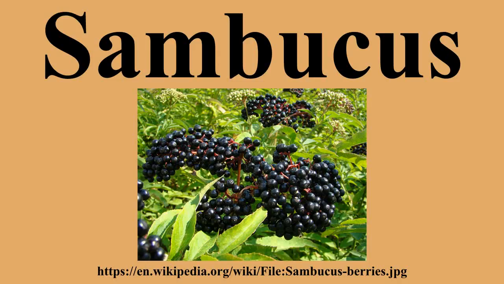Sambucus is a genus of flowering plants in the family Adoxaceae. The various species are commonly called elder or elderberry. The genus was formerly placed in the honeysuckle family, Caprifoliaceae, but was reclassified due to genetic and morphological comparisons to Adoxaceae. In Sambucus, there are between 5 and 30 species of deciduous shrubs, small trees and herbaceous perennial plants.